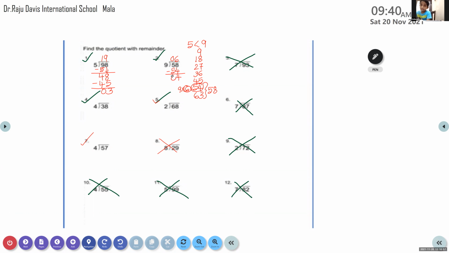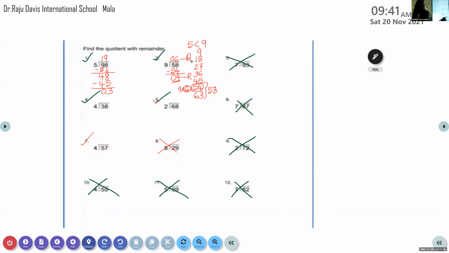So, now 4, compare the new dividend 4 and 9. Whether 4 is greater or smaller than 9? Smaller than 9. So, what can be done? Anything can be done over there? No. So, it will become the remainder. 4 will be the remainder. And 6 will be the quotient. Okay. Good, Advait.